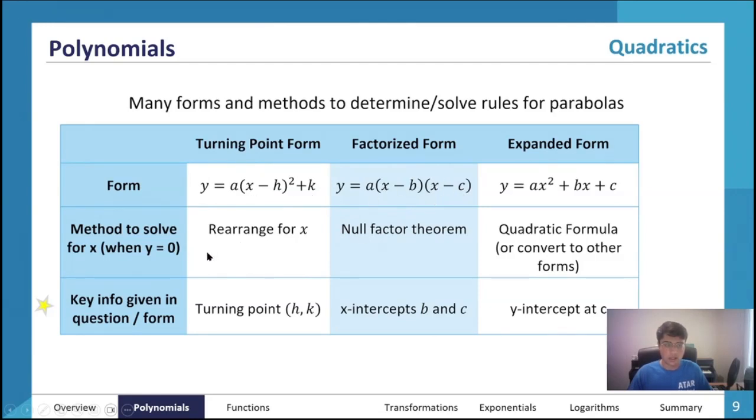One thing I also want to touch on though is when we set each of these expressions equal to 0, then there's a particular method that we have to use to solve for x. In the turning point form's case, we rearrange for x. In factorized form, we have to use the null factor theorem. So each one of these linear factors, either x minus b or x minus c, is equal to 0 by the null factor theorem. And in expanded form, we can either use the quadratic formula, or we can convert this expanded form to factorized form or to turning point form, and then use these methods that I've described here.